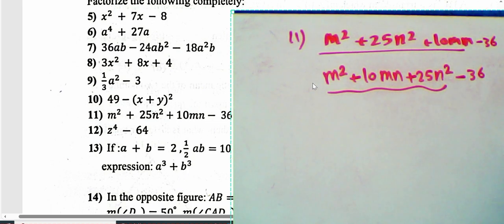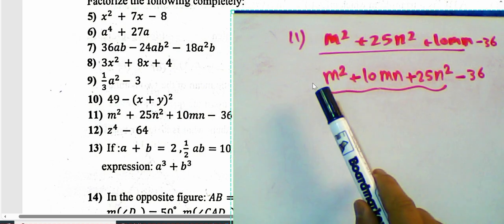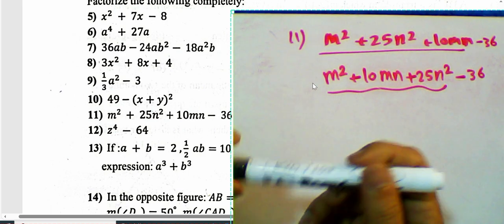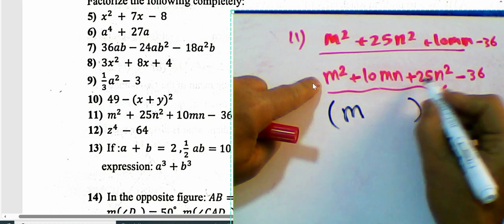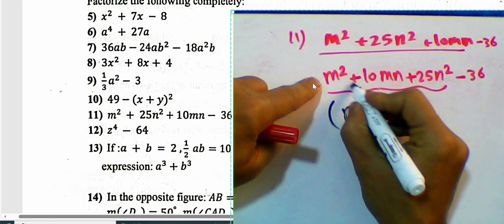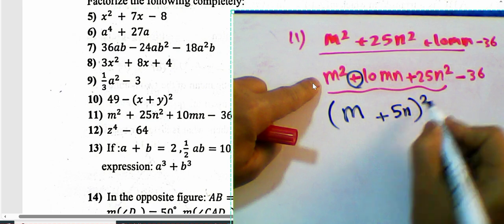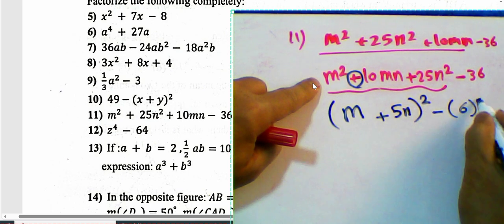How do we know this? Because the second term equals 2 times the square root of the first times the square root of the third. The next step, you find the square root of m power 2, which equals m. The square root of 25 n power 2 will be 5n. Write the sign here and write power 2. And 36 equals 6 power 2.